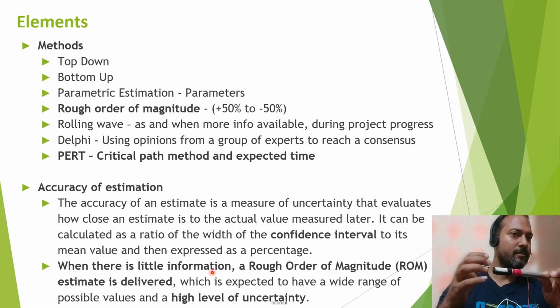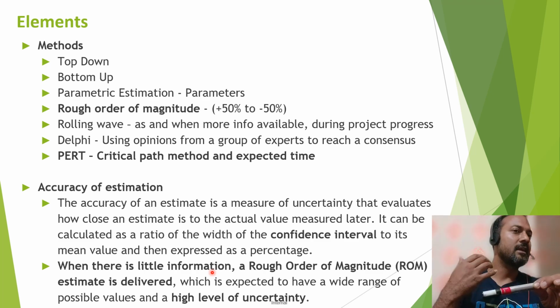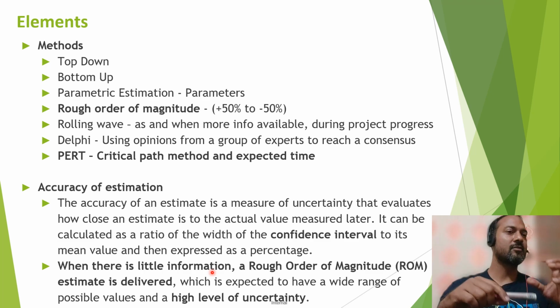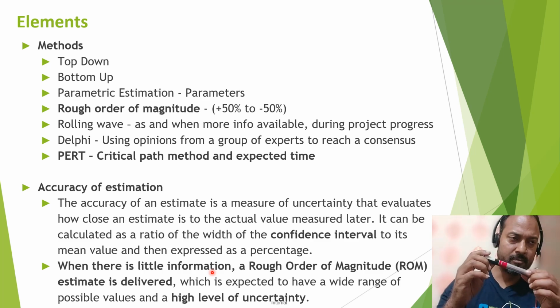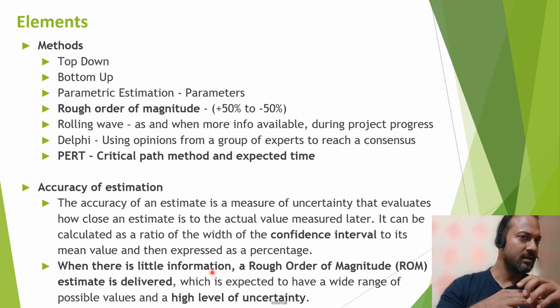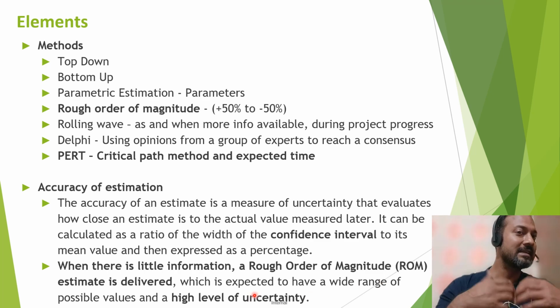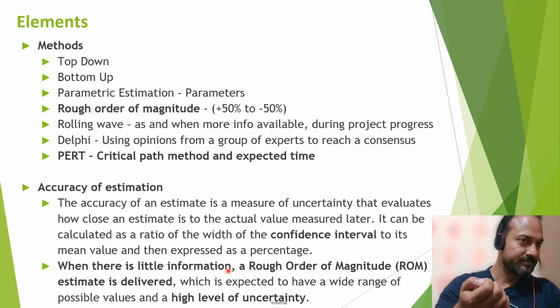If the confidence level is high, like 90% you are saying, then you are closer to the correct estimation. We'll take an example in the next slide, but at a high level, try to understand the confidence interval or the rough order of magnitude. If the uncertainty is high, then we use the rough order of magnitude technique, and here very little information is available to arrive at an estimate.